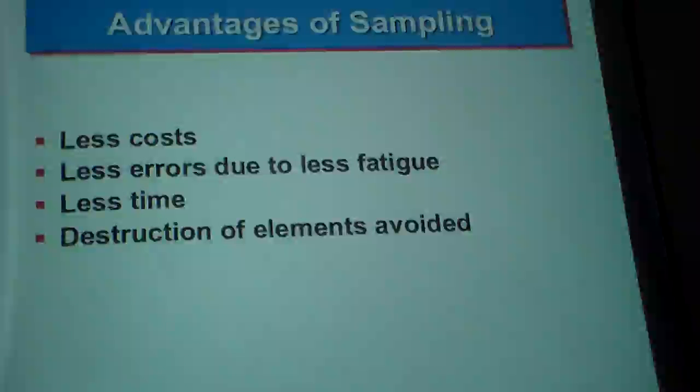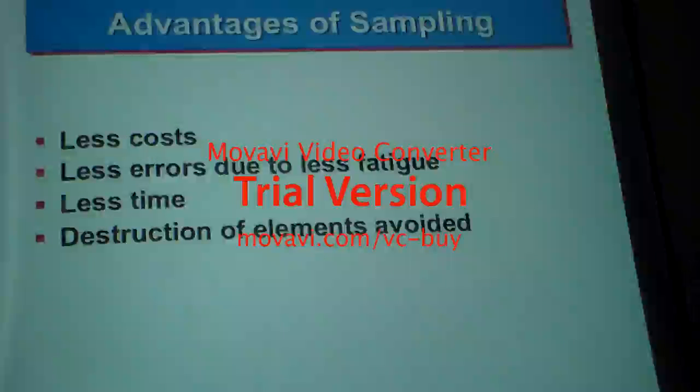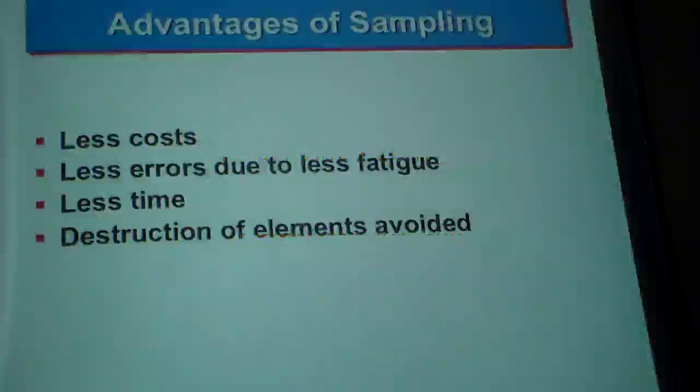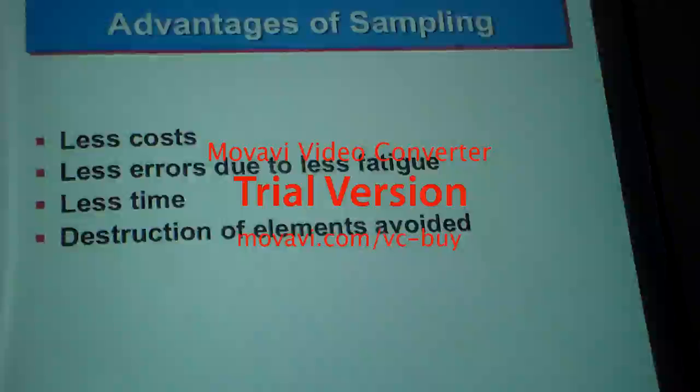So what are the advantages of sampling? Why do we need to do sampling? As we discussed before, we need to reduce the cost. Why? Because when we print, for example, the questionnaire for 1,000 persons, or we print it just for 100 persons, the cost is very different.